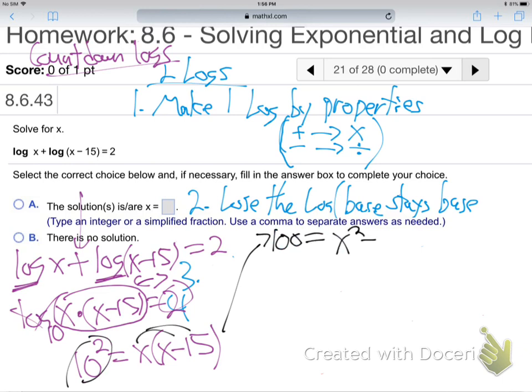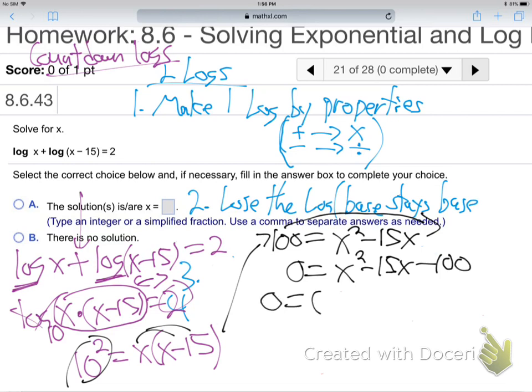What do you do on the other side? Just distribute: x squared minus 15x. How do we solve an x squared equation now? Get a 0. So grab that 100 and jump it over here. 0 is x squared minus 15x minus 100. Factor that thing. We're saying what multiplies to be negative 100 and somehow adds to be minus 15. What's 100? 20 and 5. Sign on the bigger: minus 20 plus 5 makes minus 15 in the middle, and multiplies to be negative 100.